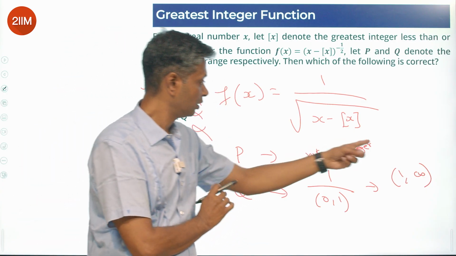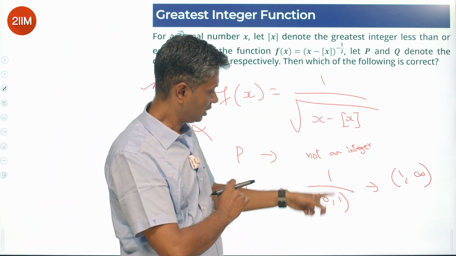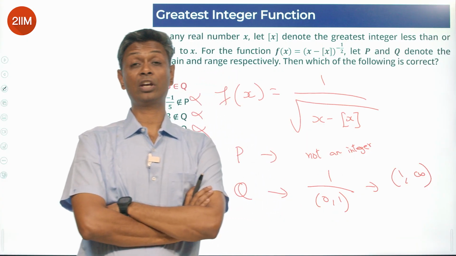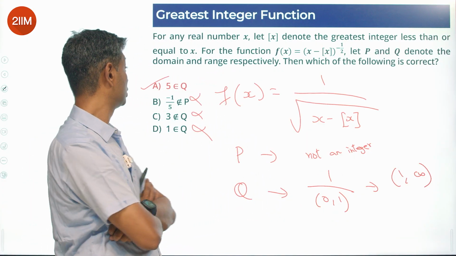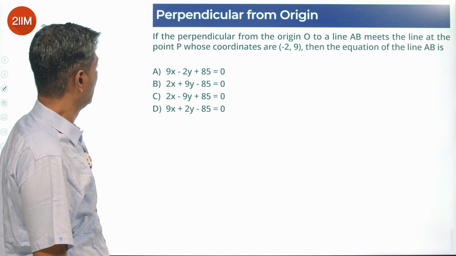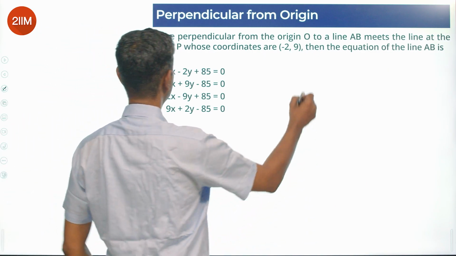Because if this were 1, then x minus greatest integer of x would have to be 1. X minus greatest integer of x cannot be 1. Square root of that cannot be 1. So answer choice A.